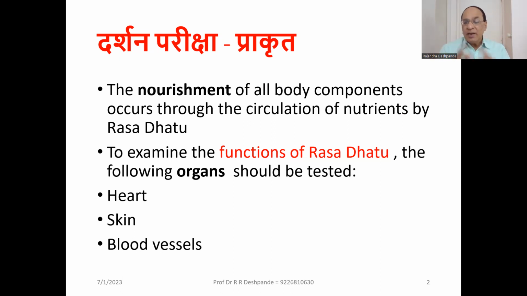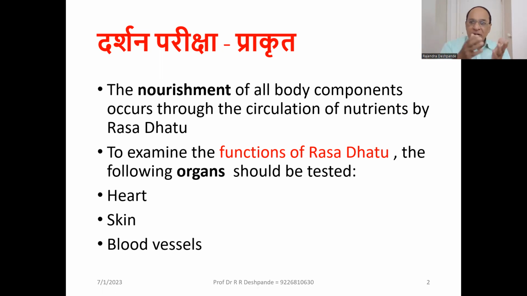Darshana pariksha, prakrit aspect related to the rasadhatu. The nourishment of all body components occurs through the circulation of nutrients by the rasadhatu. That means if we want good quality raktadhatu, if our erythropoiesis process should be very proper, then whatever moves with the blood circulation or the plasma, nutrients like iron or proteins or thyroxine hormone, they should come in a proper manner to the bone marrow or to the liver or to the spleen, and then the erythropoiesis will take place properly. So this is the function of rasadhatu, to provide the nutrients to each and every dhatu as per their requirement.